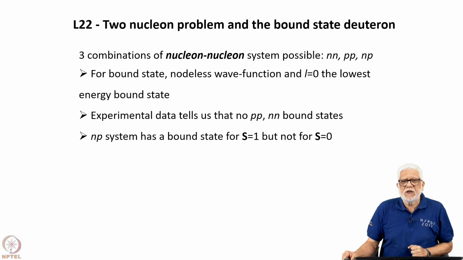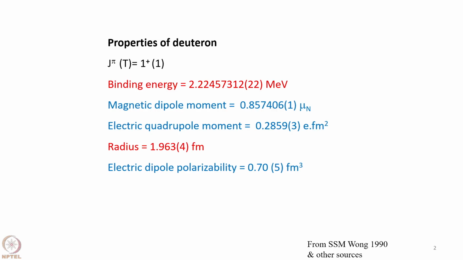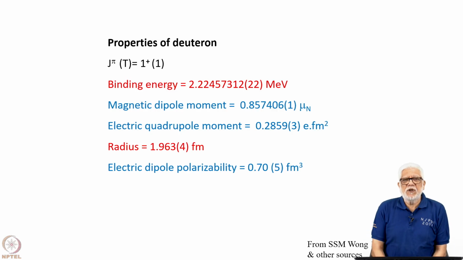It's spin symmetric and spatially symmetric system. So, it has to be anti-symmetric in the isospin space, and that is therefore the T equal to 0 state. This is a summary of the properties of the deuteron, which we will of course try to understand in terms of wave functions and so on.